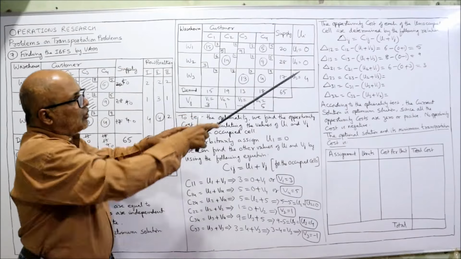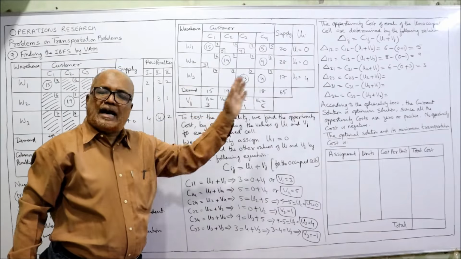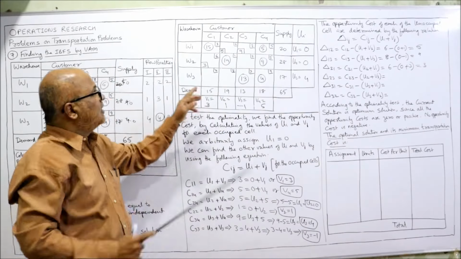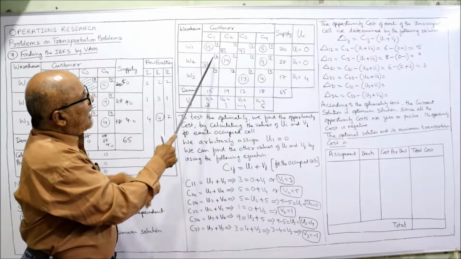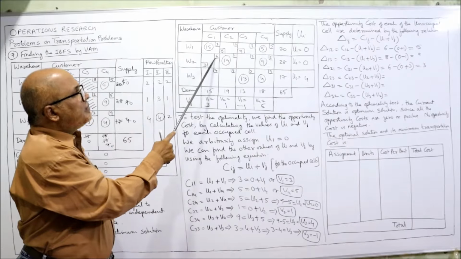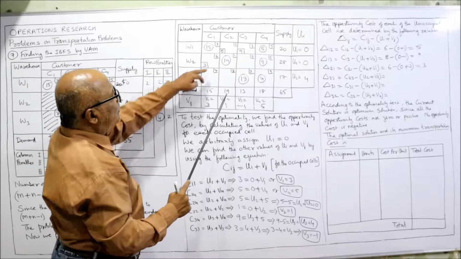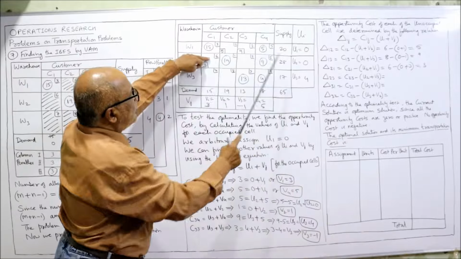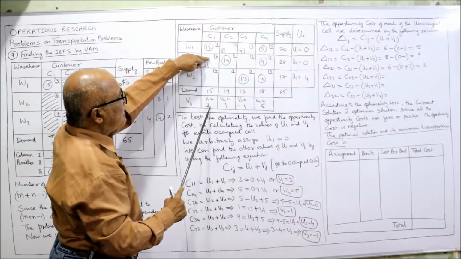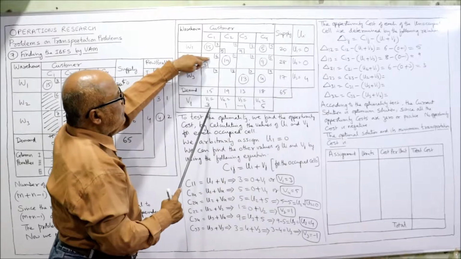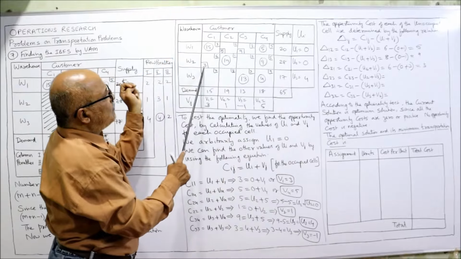Or in other words, if you don't want to make all these calculations directly in the table itself, you can calculate this value. So our actual cost is 6. From 6, deduct the sum of U2 plus V1. Because here U2 is 0 and V1 is 3. So 0 plus 3 is 3. So 6 minus 3 is 3.